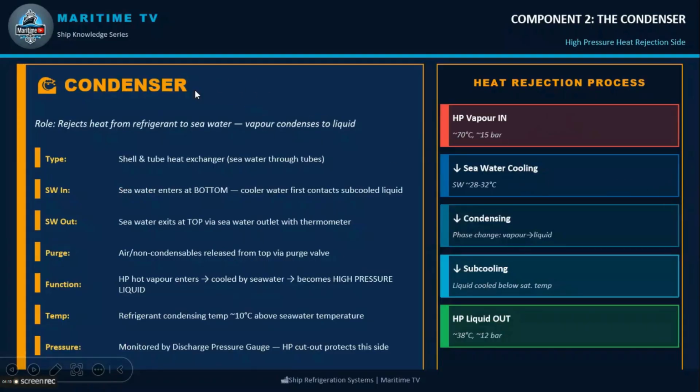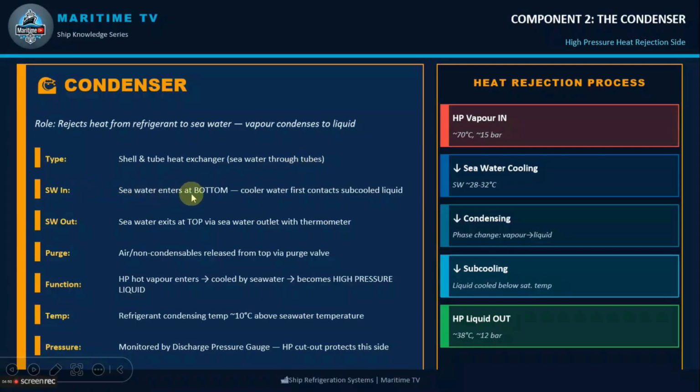Okay, now component number 2 is the condenser. It's the high pressure heat rejection site. This is the place where refrigerant rejects heat. The role of the condenser is to reject heat from the refrigerant to seawater. This water condenses the refrigerant to liquid. The type mainly used is a shell and tube heat exchanger with seawater through the tubes.